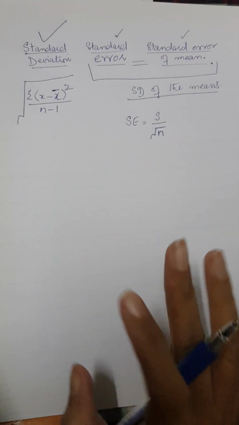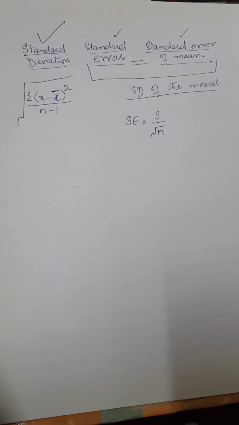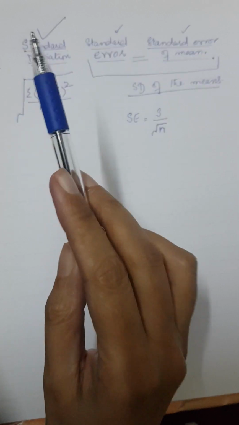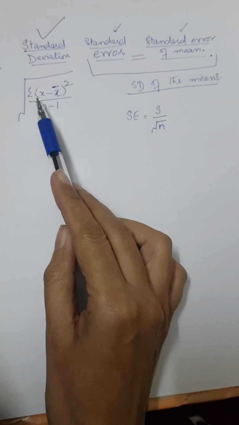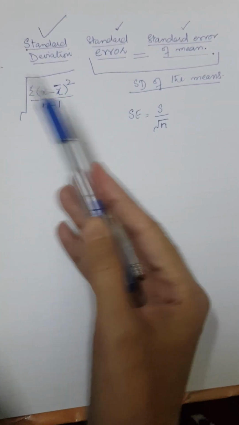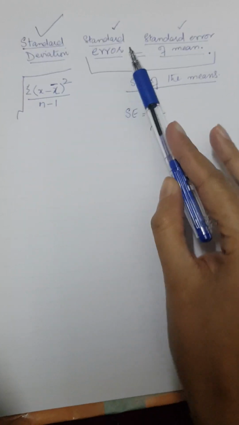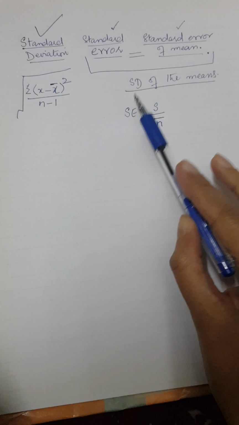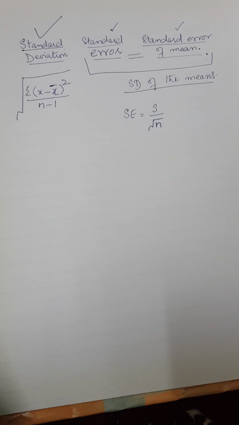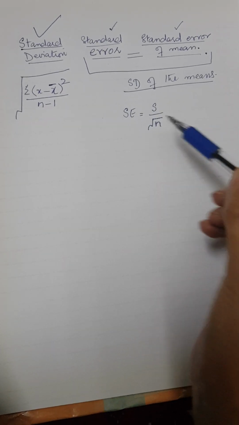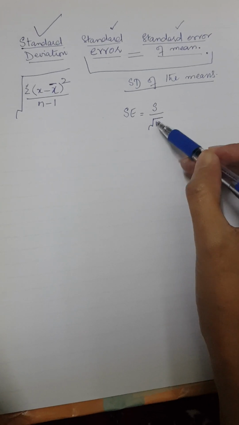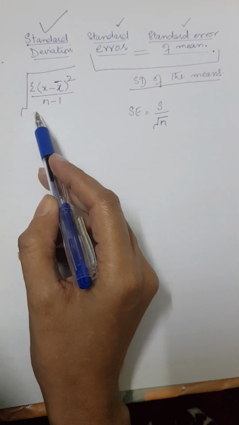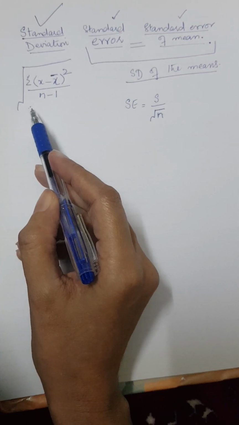Now I think all of you should be clear. The standard deviation is how much the individual value in the data deviates from the mean, while the standard error or the standard error of the mean means the standard deviation of the means, and its formula is standard deviation divided by the square root of n, while this is the standardized formula of the standard deviation.